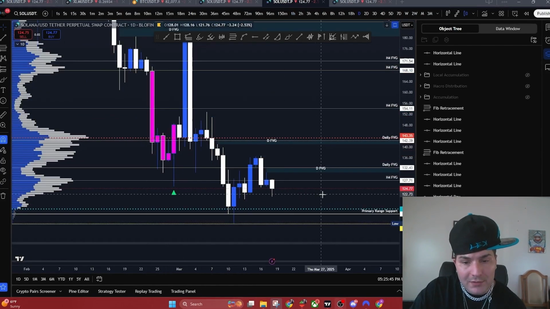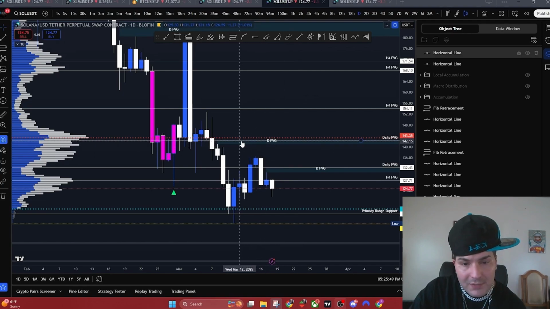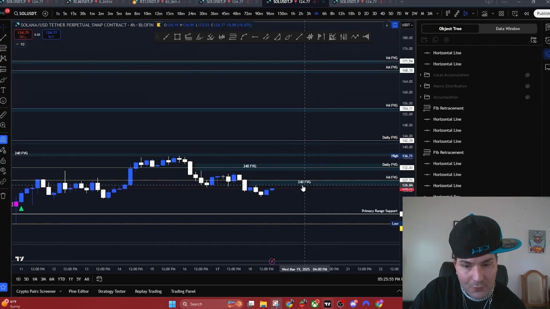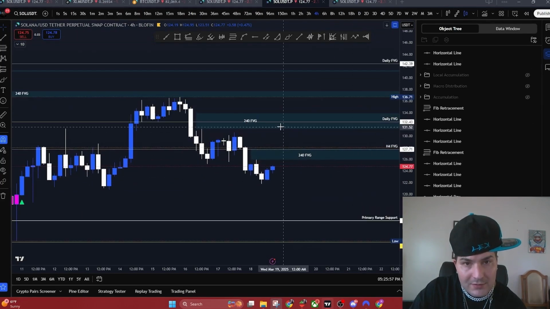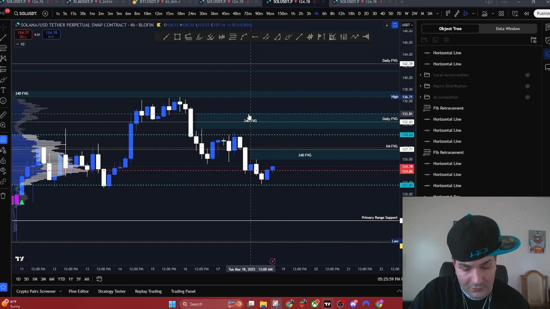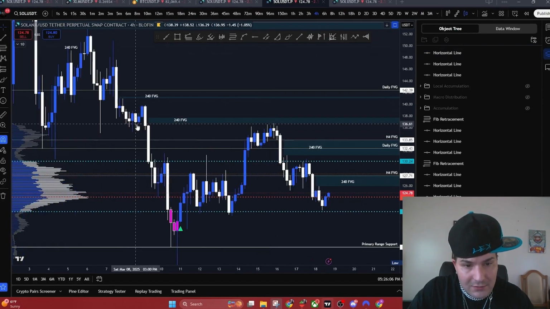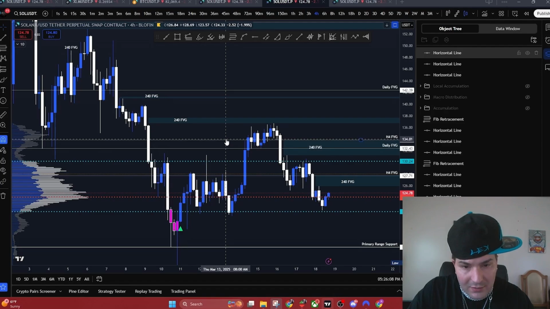Now, while we're here, let's take a look at some important levels, because we have a couple of fair value gaps that we want to look at. You got these two daily fair value gaps. You have this 4 hour fair value gap. There's another one over here, right up here. So let's just put another one there. And then let's take a look at the liquidity and see how it lines up.